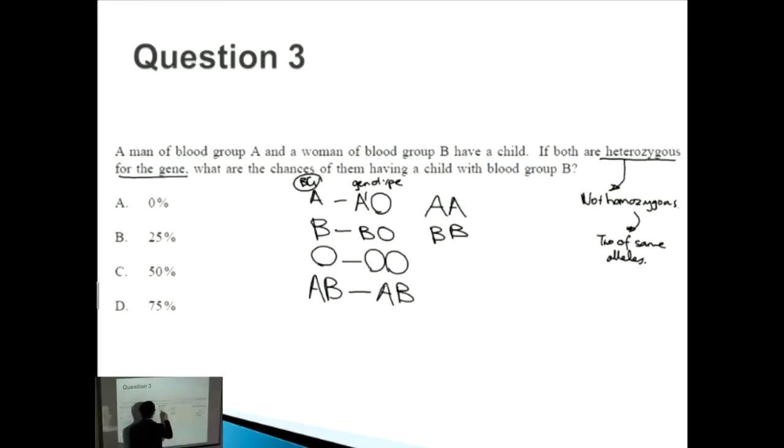So each one of these alleles, one is inherited from mum, one is inherited from dad. So in order to answer this question, you just want to draw a Punnett grid. So let's write out what the genotype for our mum is. Our mum has a blood group of B, but she's heterozygous. So in this case, BO. How about dad? Dad is a blood group A, but is also heterozygous. So therefore he has a genotype of AO.